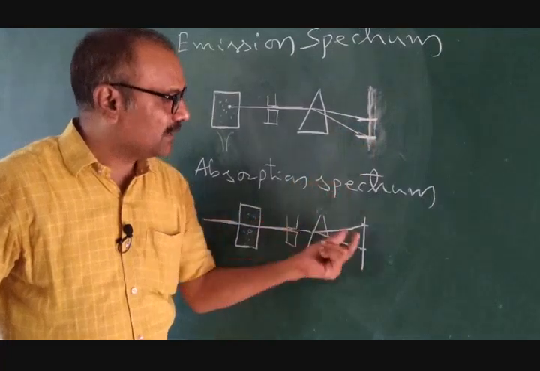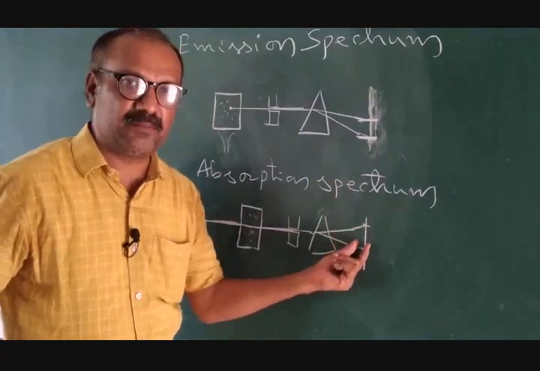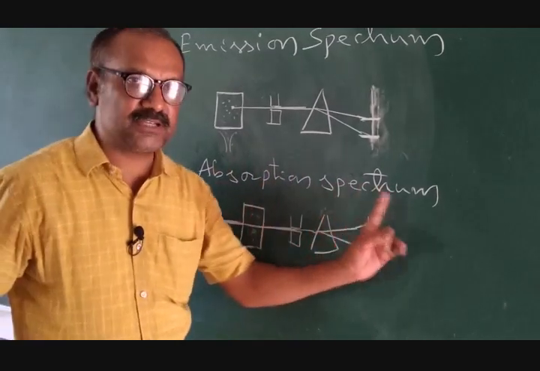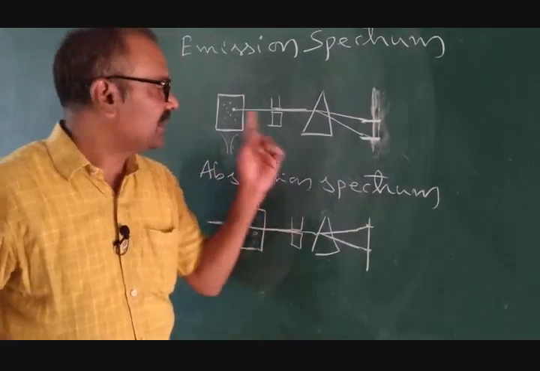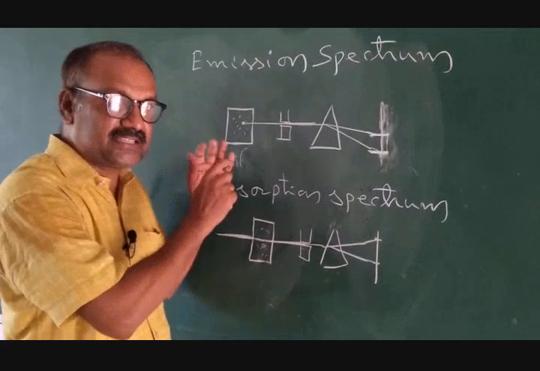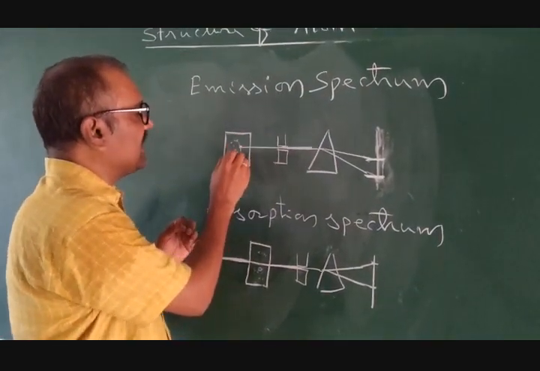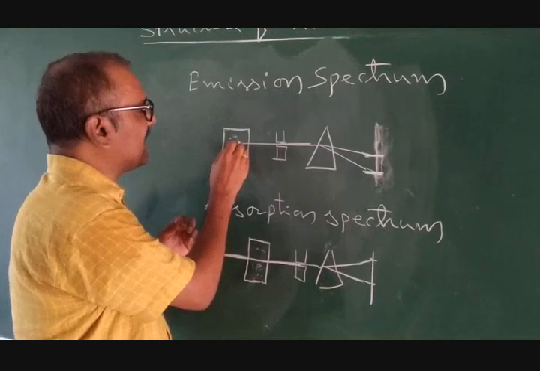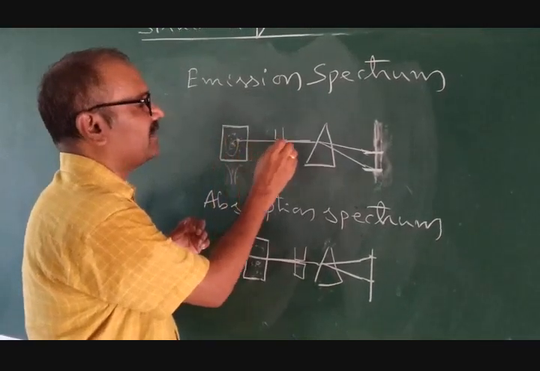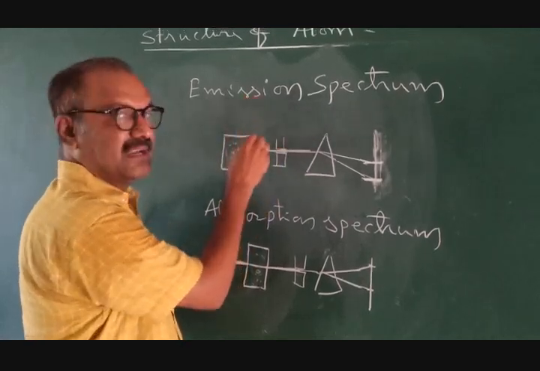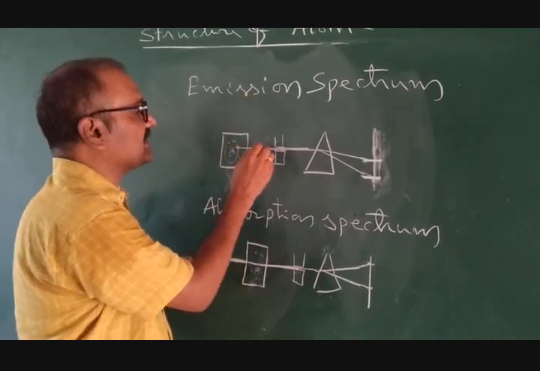Two lines are formed in the same region. Two blackish lines are formed on the photographic plate. This is called absorption spectrum. This is emission spectrum. Here you can see when gases are heated, they absorb energy, and these gases again lose it in the form of light. That is called emission spectrum.